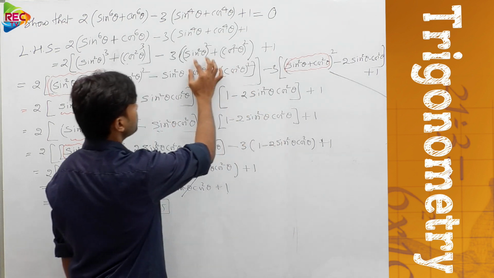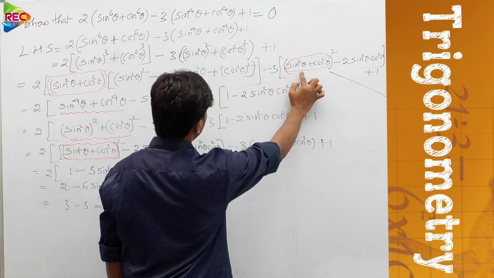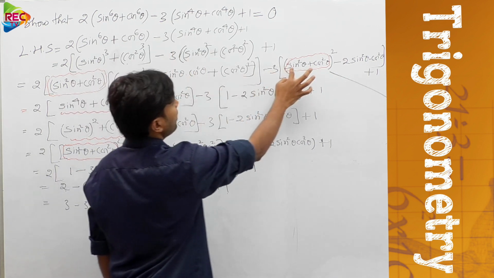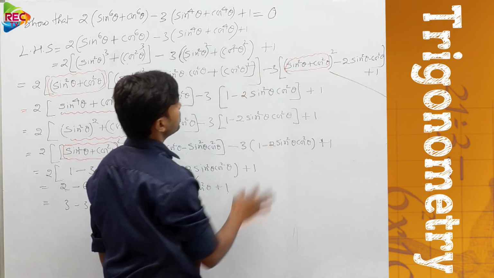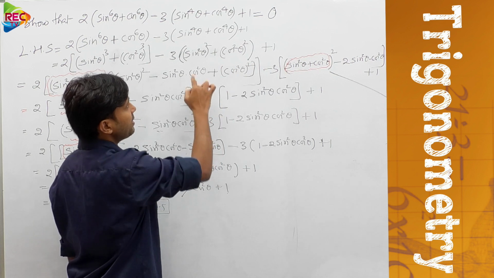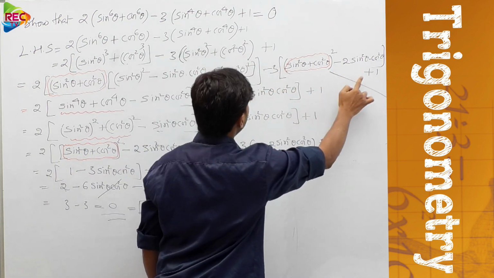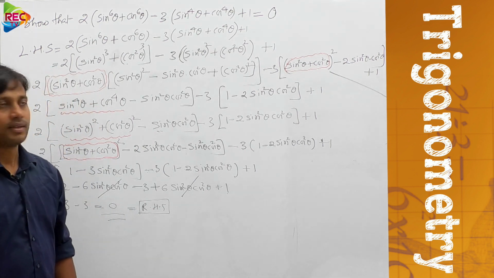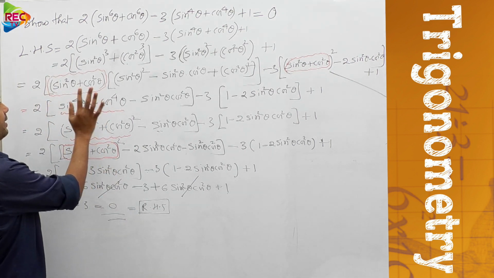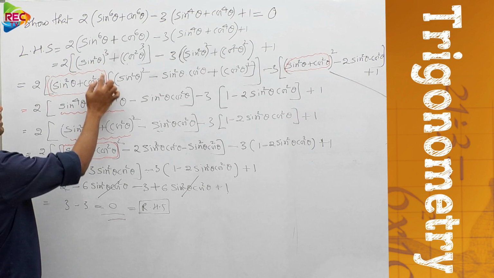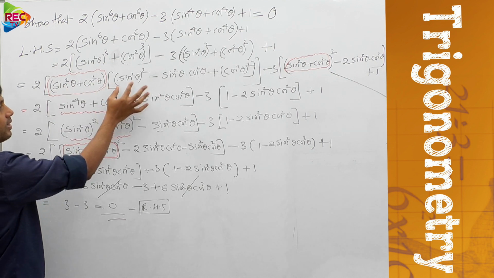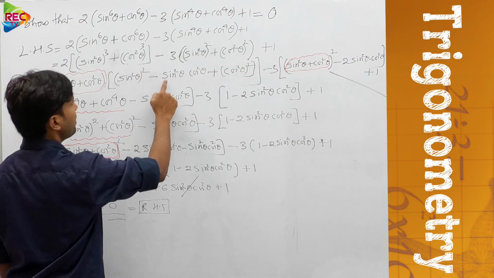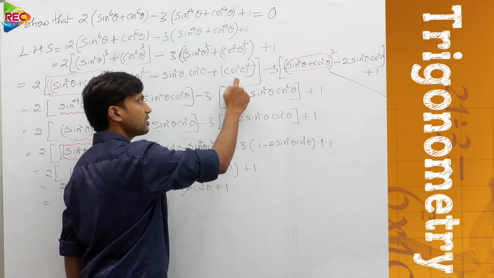So a plus b whole square means sin square theta plus cos square theta whole square, with the 3 outside. Now sin square theta plus cos square theta whole square minus 2ab means minus 2 sin square theta cos square theta, and this plus 1 we wrote here. Now again sin square theta plus cos square theta value is 1 here. Now this is what is left over inside: sin square theta plus cos square theta minus sin square theta cos square theta plus cos square theta whole square.